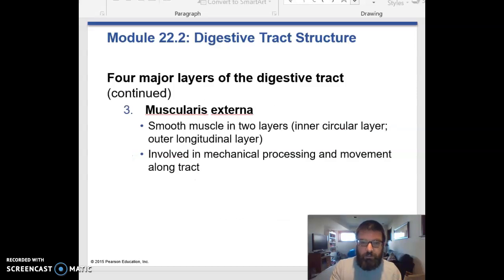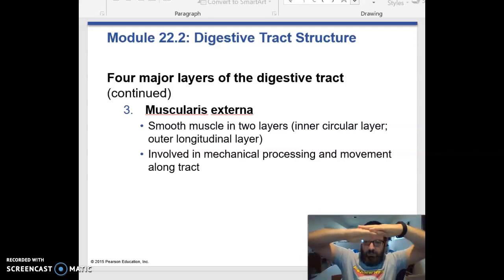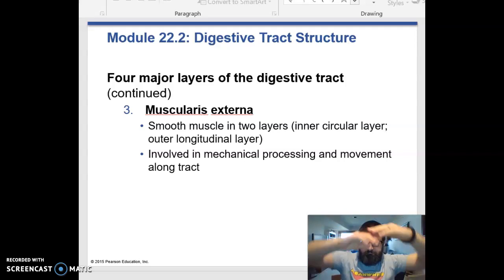And then you get to the muscular layer, which again has two layers, an inner circular layer and an outer longitudinal layer. Circular layer allows you to make the tube narrower, right? Longitudinal layer allows you to make the tube shorter.